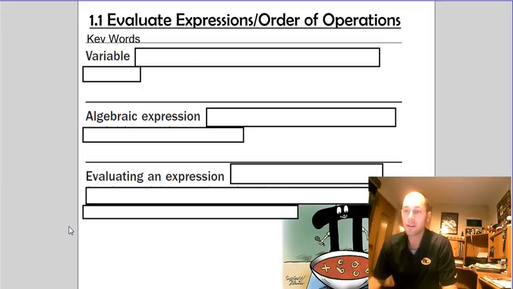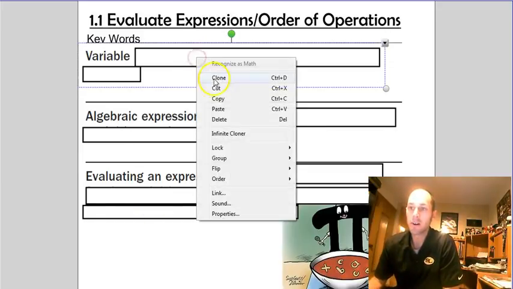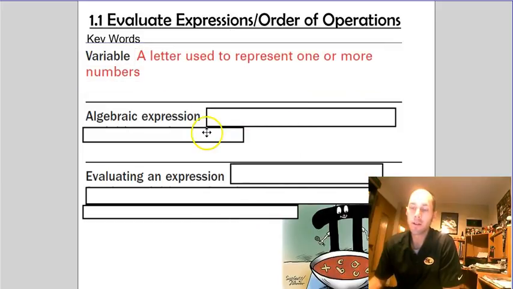Now, if you're following along in your note sheet, you'll see that you can copy this in. If you don't have a note sheet, you can start just writing down some of the key words that we'll be using in this lesson. So the first one we have is a variable. A variable, as I mentioned before, is a letter that's used to represent one or more numbers.